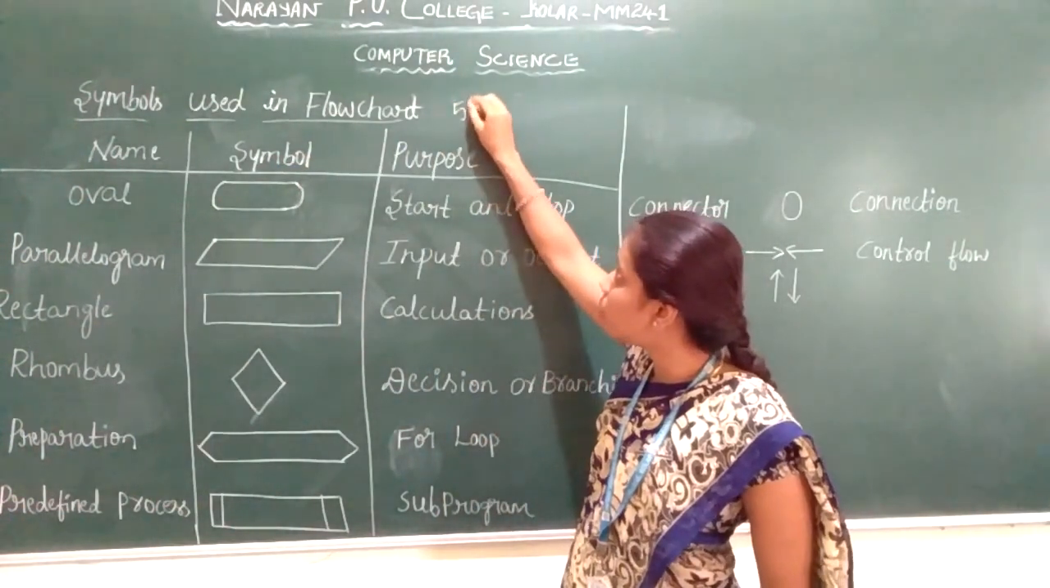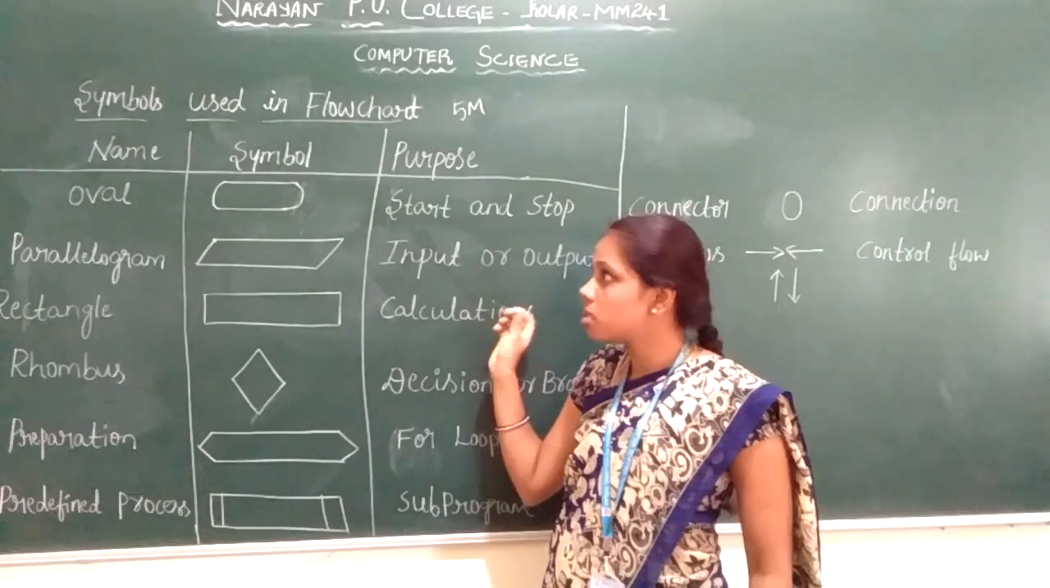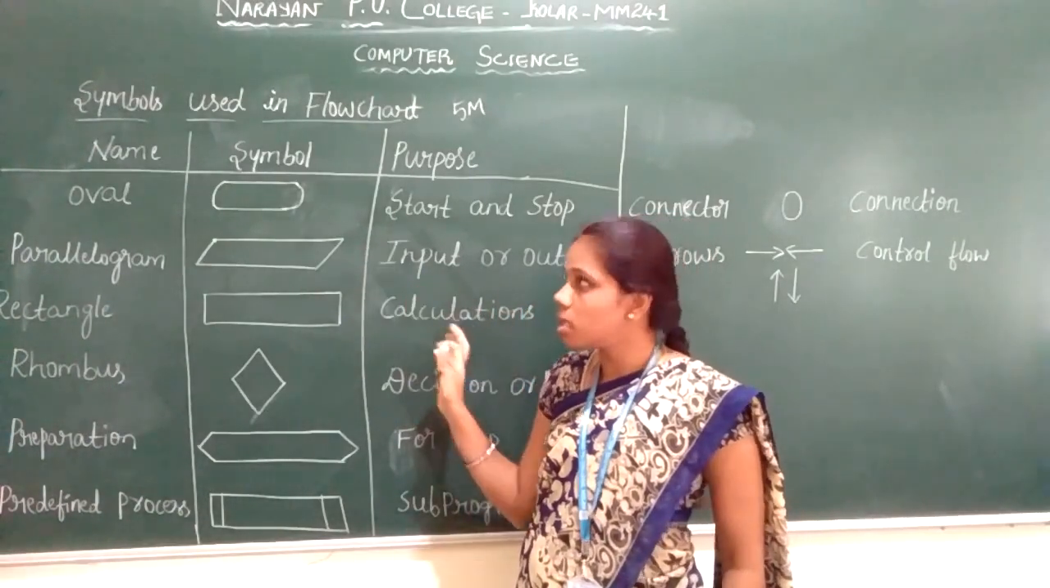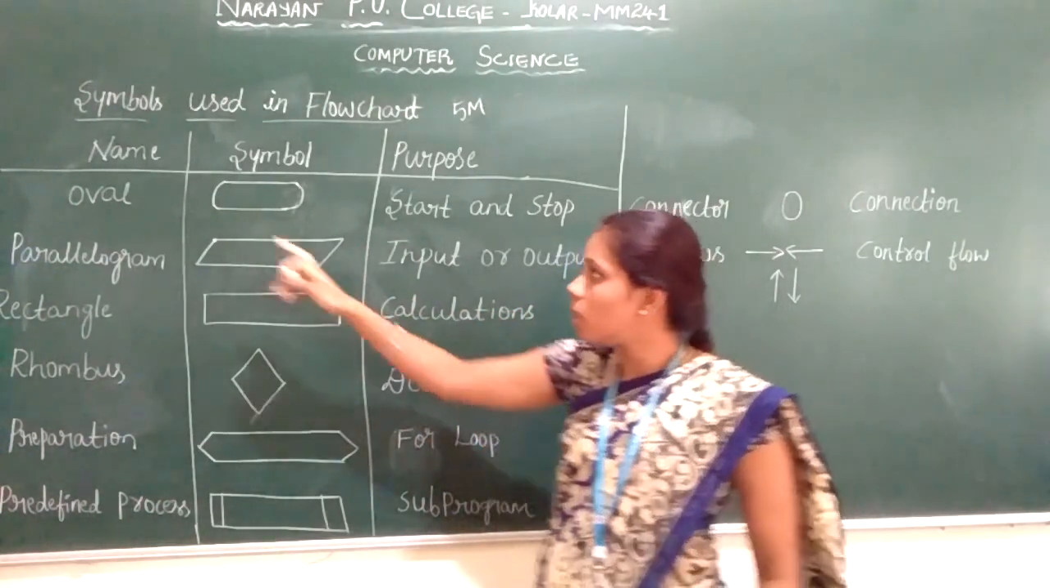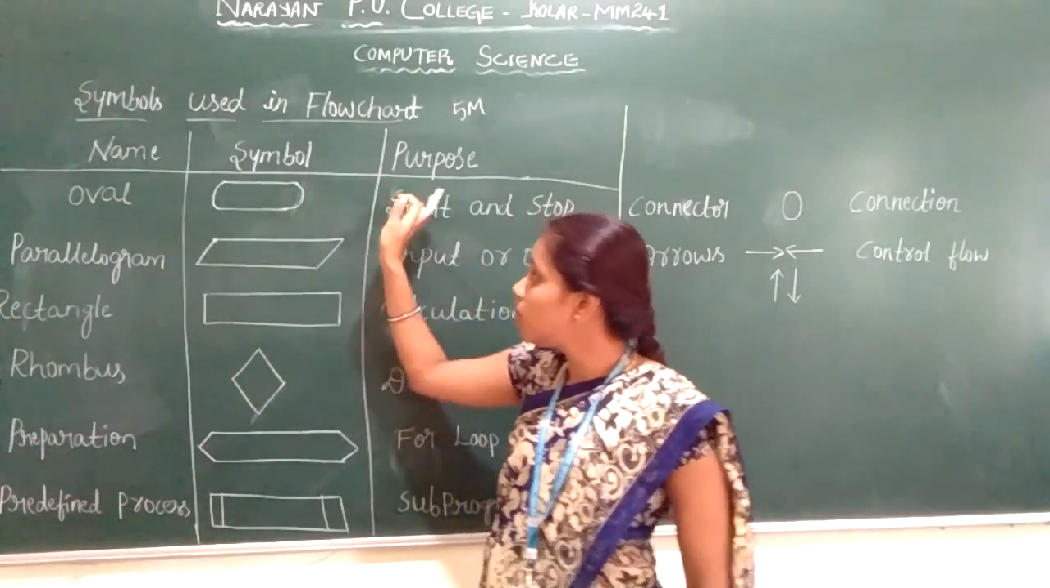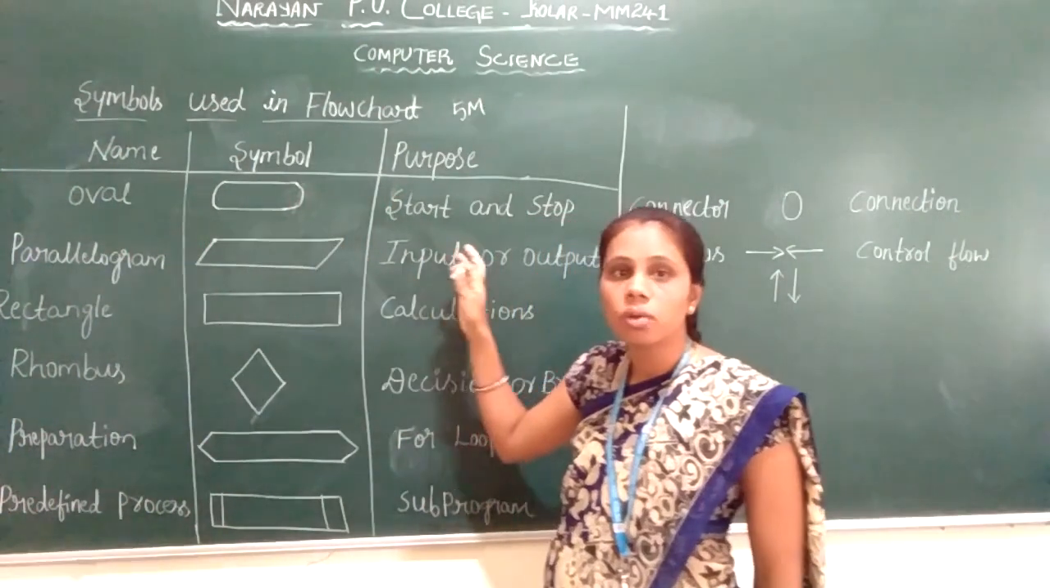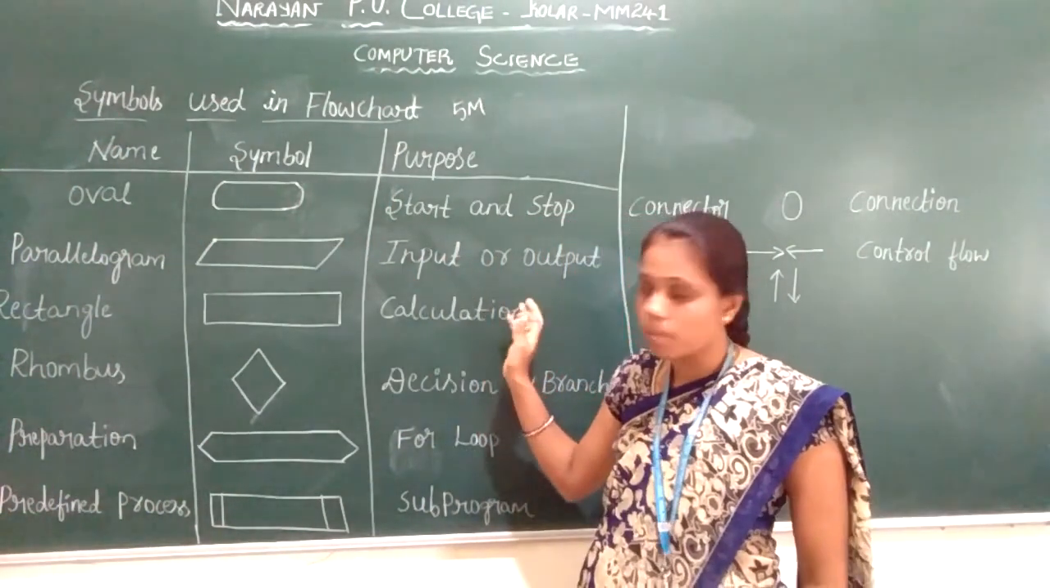This is very important for 5 marks. So then explain the symbols used in flowcharts. Now we will see what are the symbols used. We have name, symbol and purpose. What is the name of the symbol? What is the symbol we are using, and for what purpose are we using the symbol?